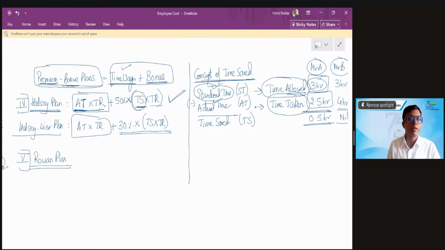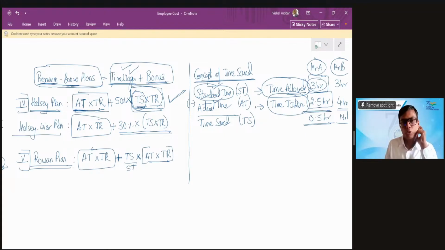Now for the Rowan plan, the formula is actual time into time rate. So this is the time wages. And the interesting part is the bonus. For bonus, Rowan says again take the time wages. Here we were taking the time saved wages in Halsey. Here it is saying take the wages only, but multiplied by an interesting ratio, which is time saved upon standard time. So the ratio to be taken over here is what is special. In the numerator, you will take the time saved. In the denominator, you will take the standard time.